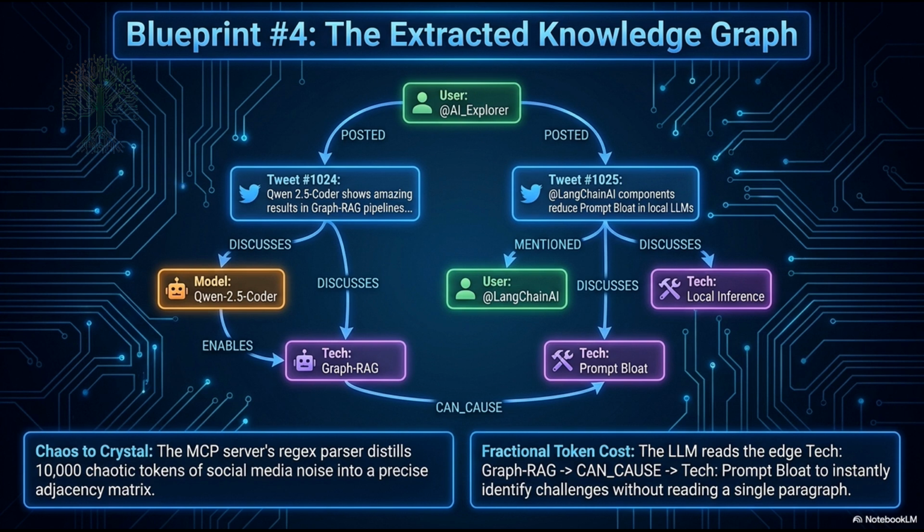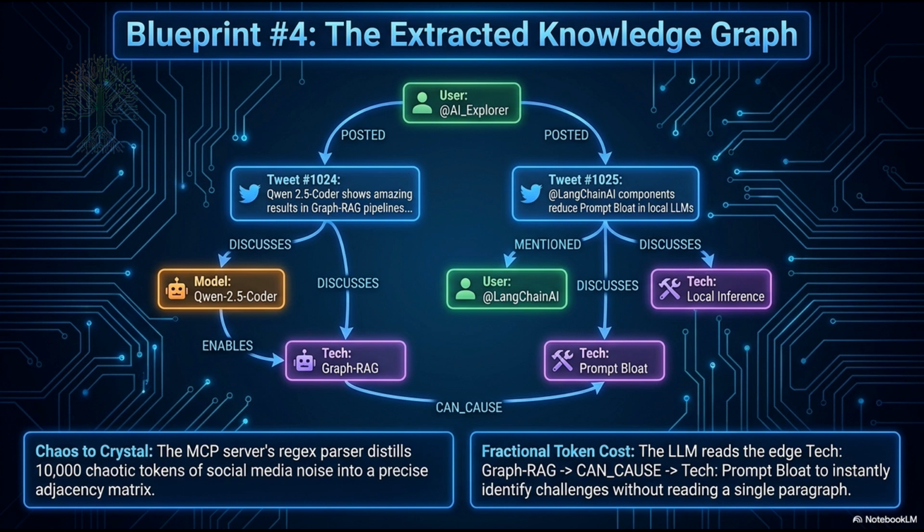And to find the source of the challenge, it traces the incoming edges to prompt bloat. It finds a discusses edge coming from a tweet node, which has a posted edge linking it to the author node at LangChain AI. Another edge shows the whole discussion is tied to tech, local inference. And in just a fraction of a second, the LLM processes that matrix and gives the user the final output. Current discussions, notably by LangChain AI, indicate that graph RAG architecture can cause significant prompt bloat when applied to local inference models.